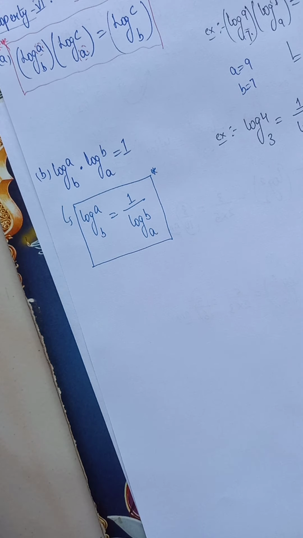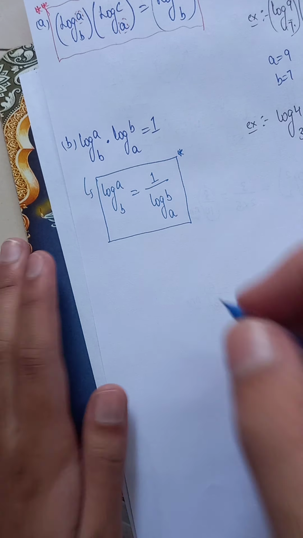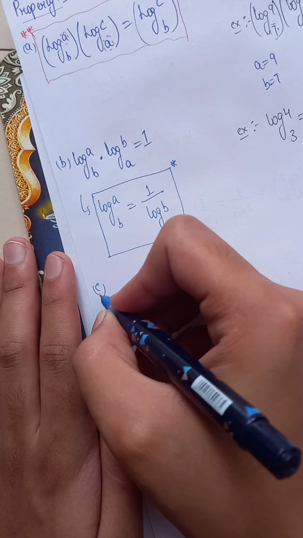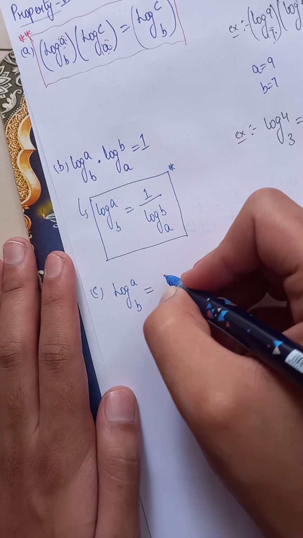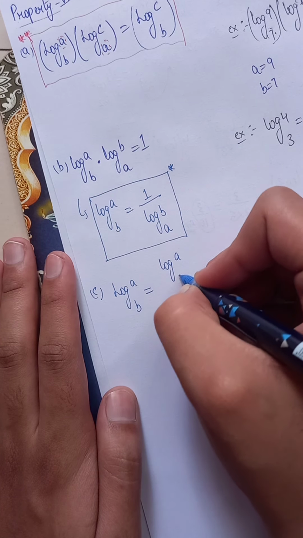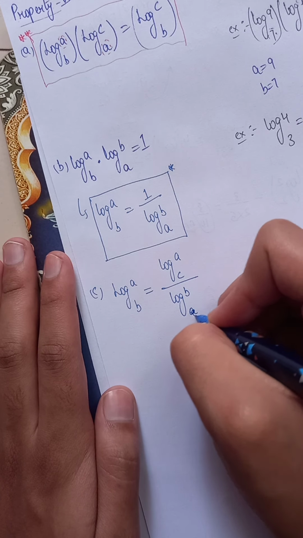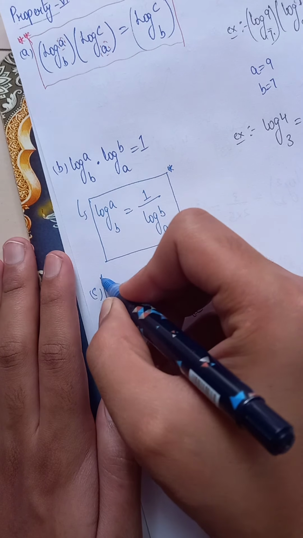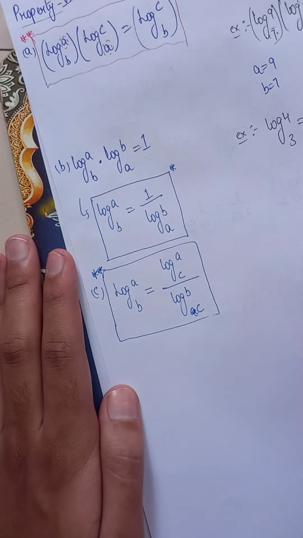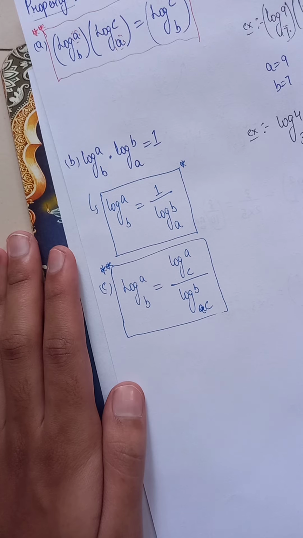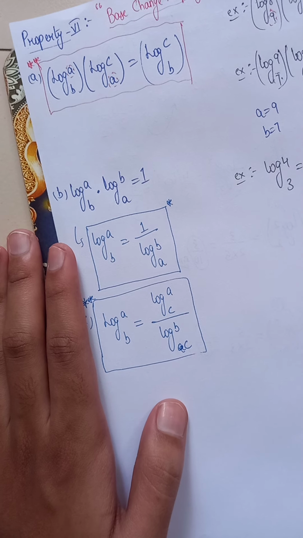next point. Log a to the base b, you can write it as log a to the base c upon log b to the base c. This is the answer. As you can see, this is similar to the base change. Okay, this is similar to the first property.